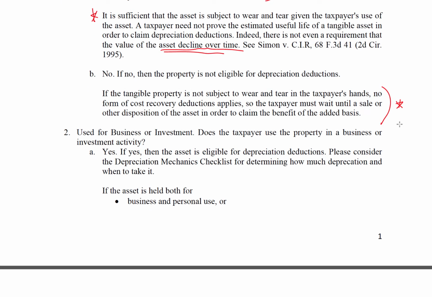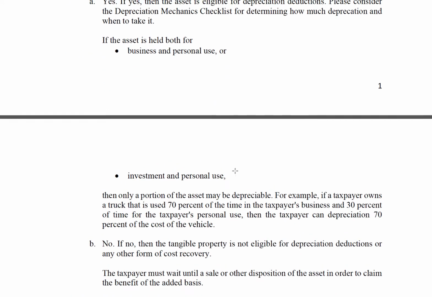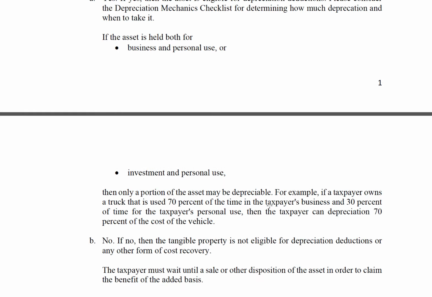The next requirement is that the asset be used for business or investment. Remember, there's the big three: business, investment, and personal. It has to be business or investment property. It cannot be personal property to be depreciated. Now, it can be held for both business and personal use, or investment and personal use. If that's the case, then the taxpayer can only depreciate the portion that's considered investment or business.